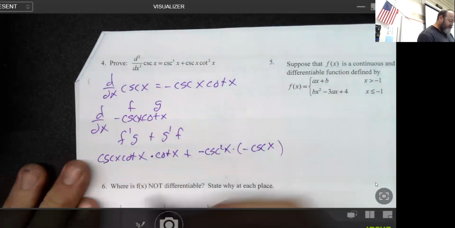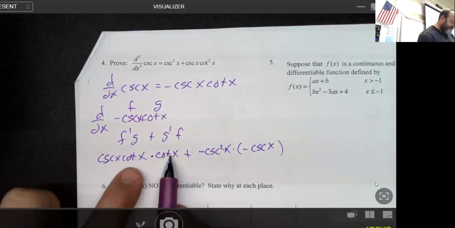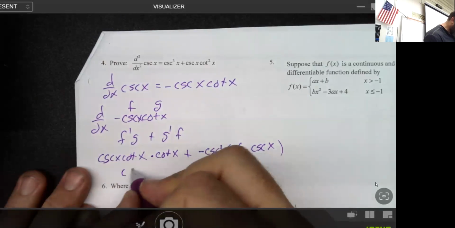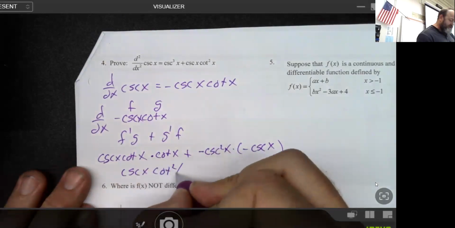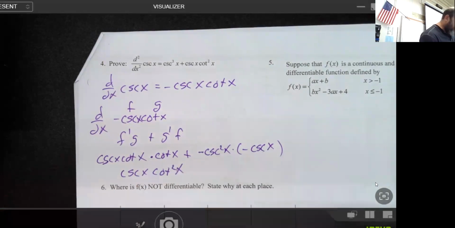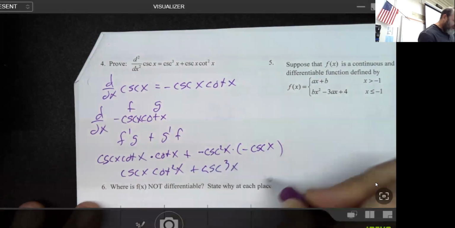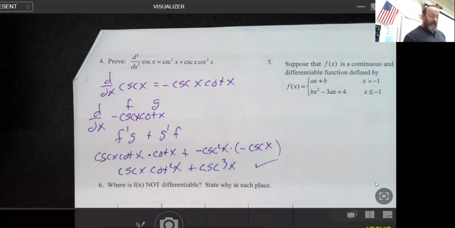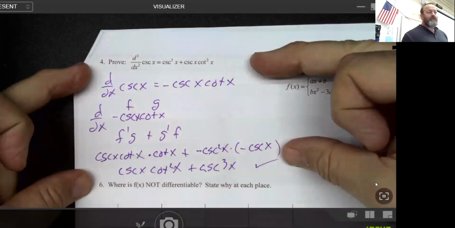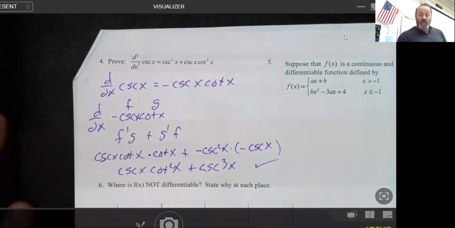Putting that all together, it looks to me like I've got a cosecant and a cotangent squared. That's cosecant x cotangent squared x. And a cosecant squared times a cosecant would be a cosecant cubed of x. Check. I think we got it because that lines up perfectly with what we did right here. And that kind of ends number 4.